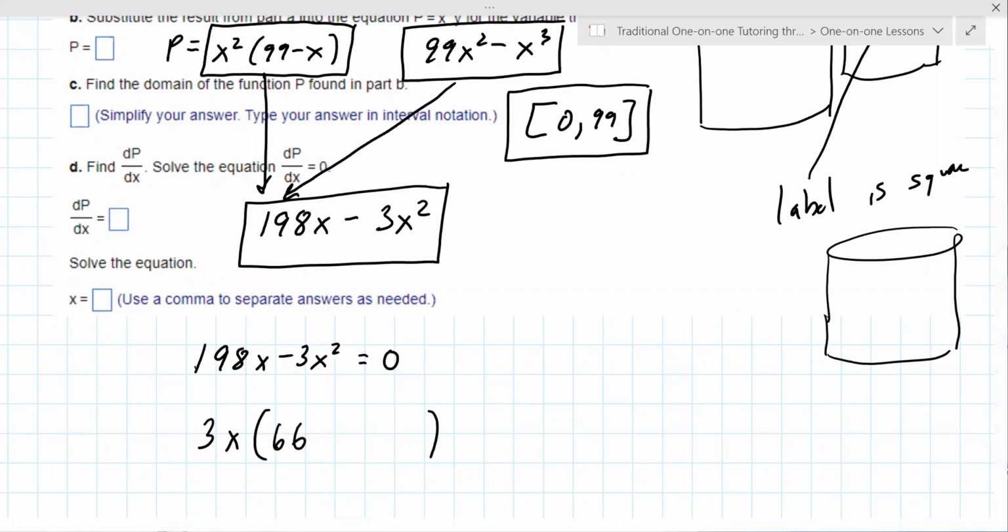I was working with a student earlier and I fumbled a factoring. It was just totally off. I was like, no, you're good. It is 66. I check these things.